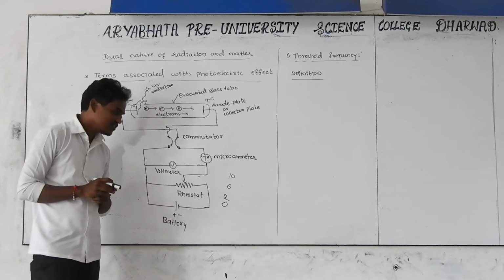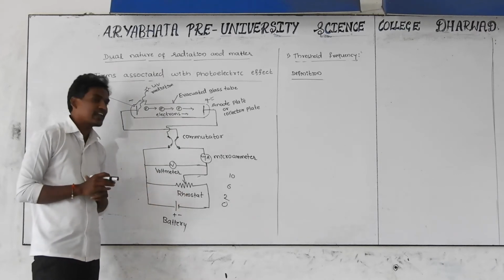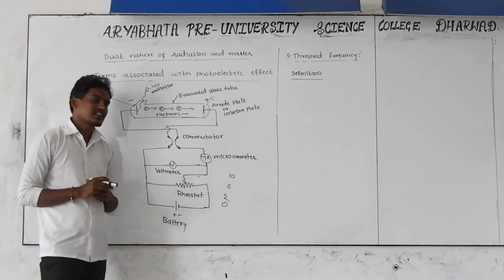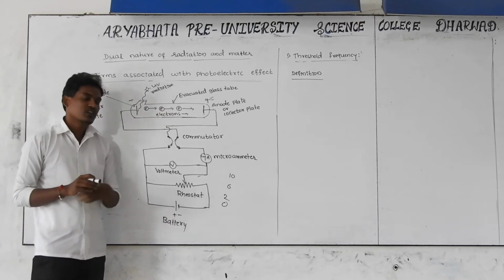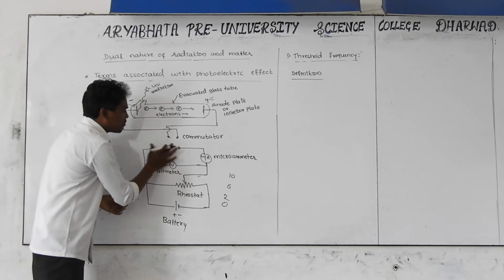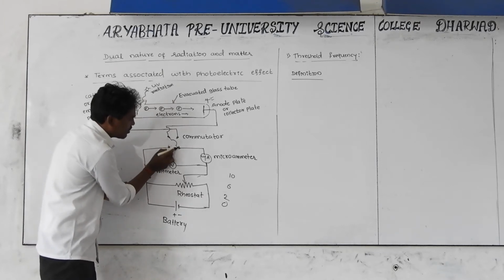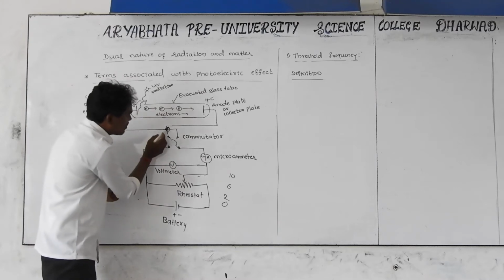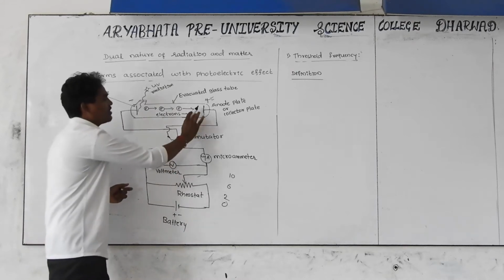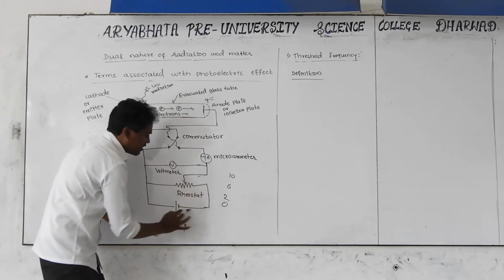To control the current or vary the resistance in the circuit, we use an electrical instrument called a rheostat. And to provide a potential difference, we use a battery. Next, this is a commutator multi-key plug system. I am connecting this cathode plate directly to the battery positive, and this anode plate to the battery negative.